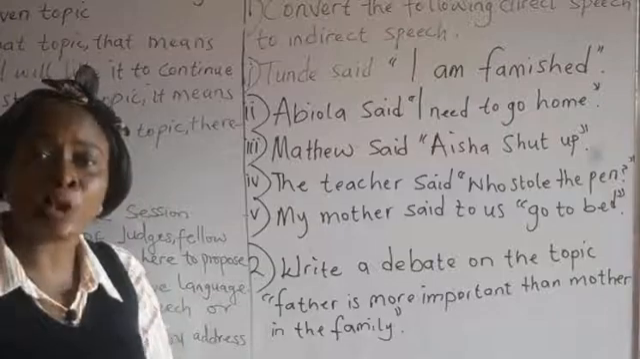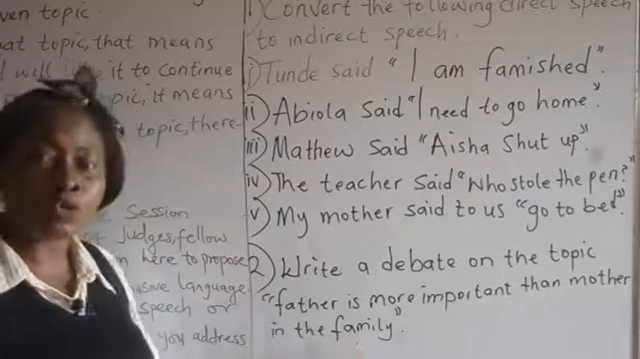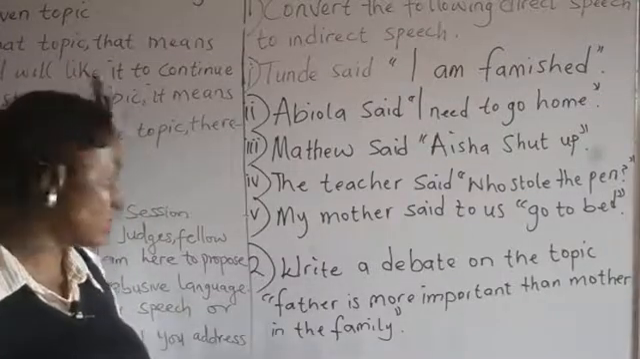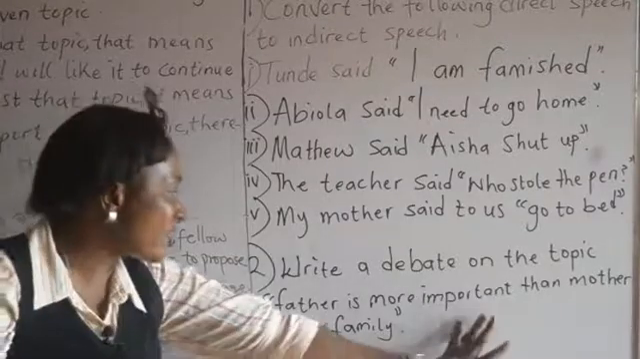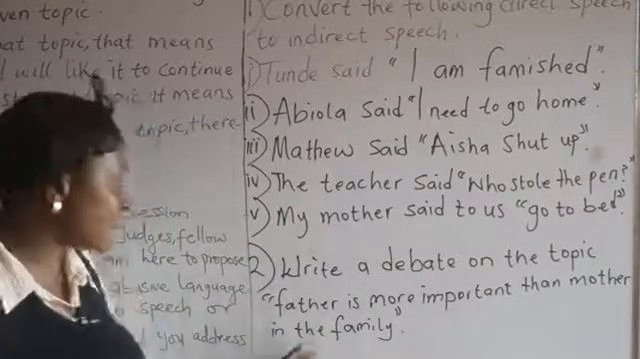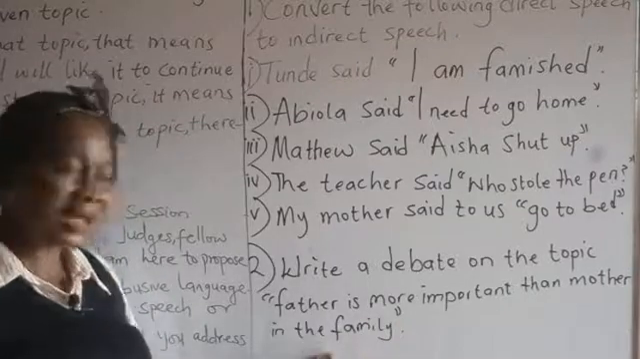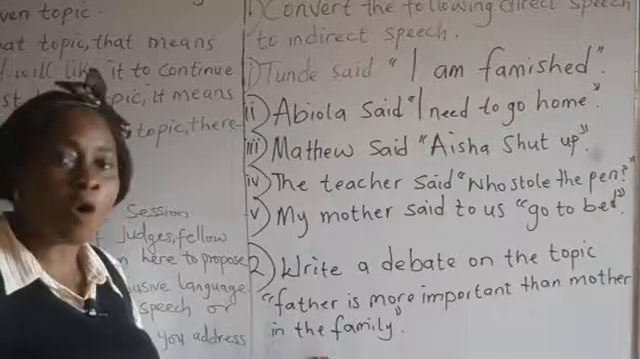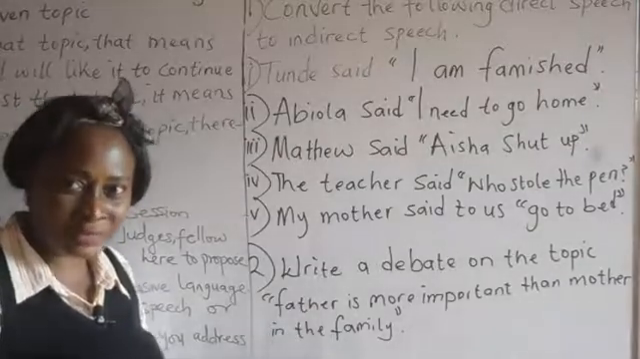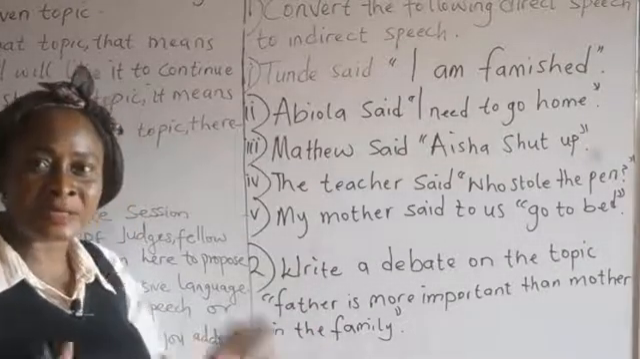If you agree, you support, then you write for. You propose the motion. You support the motion. But if you are not in agreement, if you feel mother is more important than father, that means you are opposing this motion. Then you speak against or you oppose the motion. Do you understand? So please, either way, it depends on you.